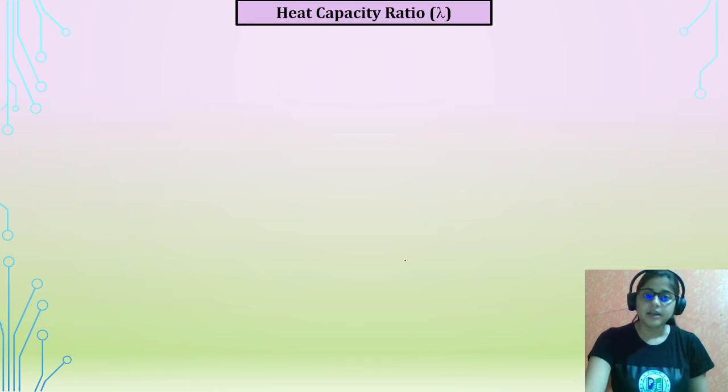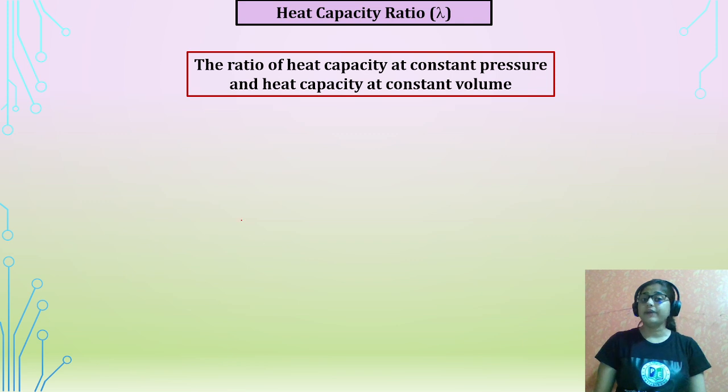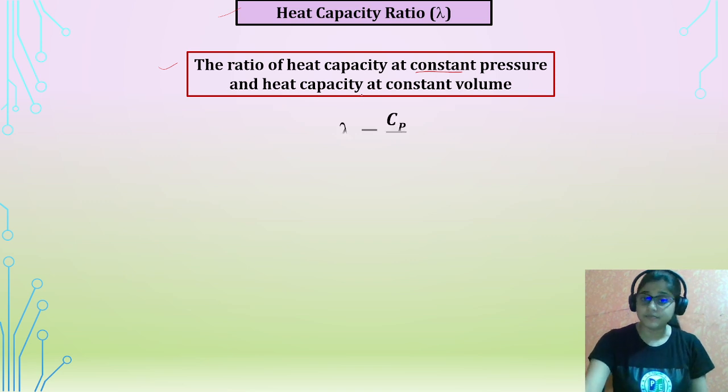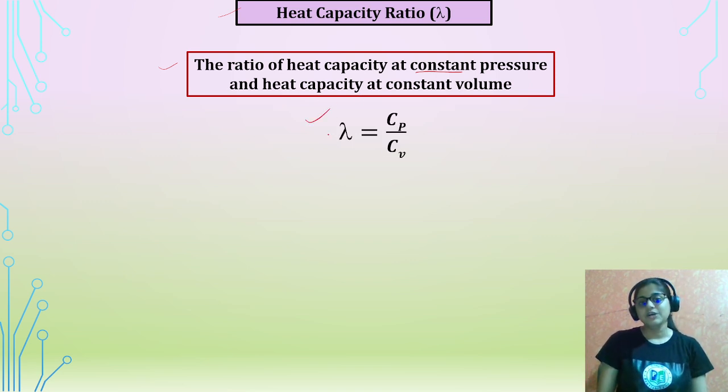Fine. Now coming to the ratio, this is a very important portion. We will understand it again when we see the adiabatic case, adiabatic expansion. For the adiabatic process, this gamma heat capacity ratio is very important. So what is it actually? The ratio of the heat capacity at constant pressure to the heat capacity at constant volume. So gamma will be equal to Cp by Cv. Please remember it.